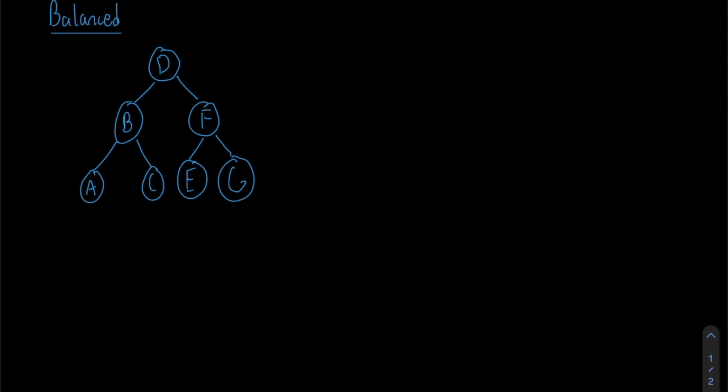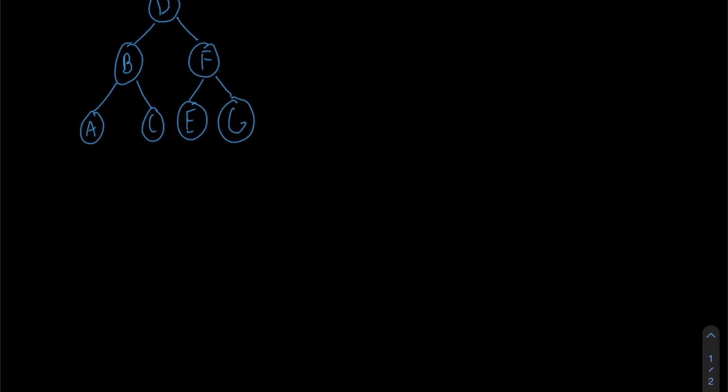So we can see that every node, if we start up from the top, D over here does not differ between the left and the right subtree heights by more than one. Same thing with B, A, F, C, E, and G. Everything is all good to go.